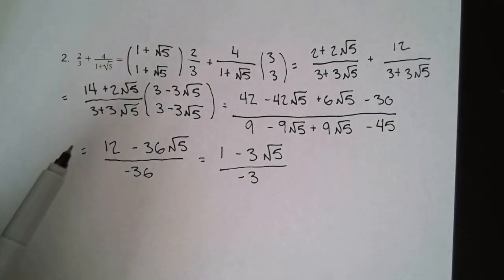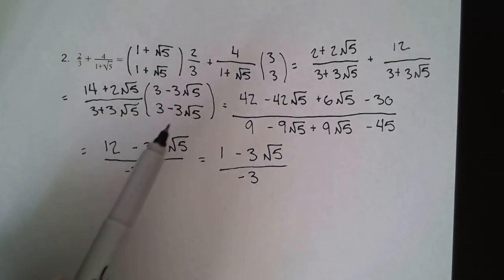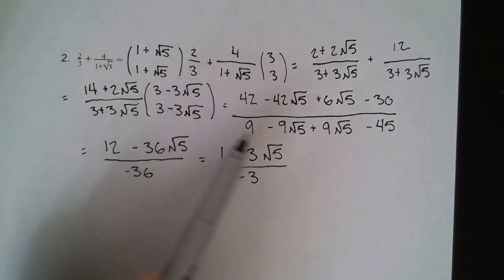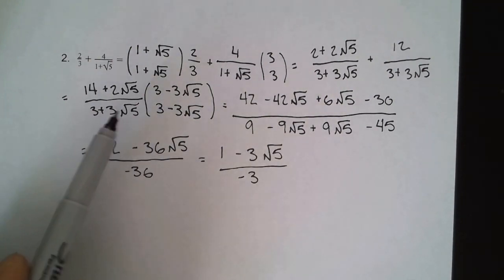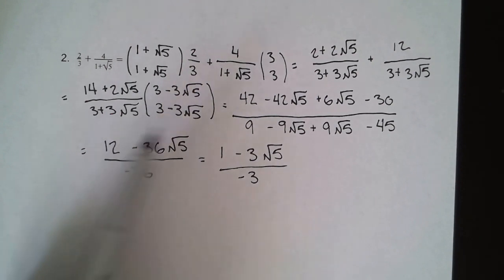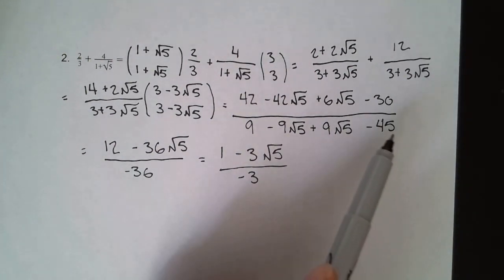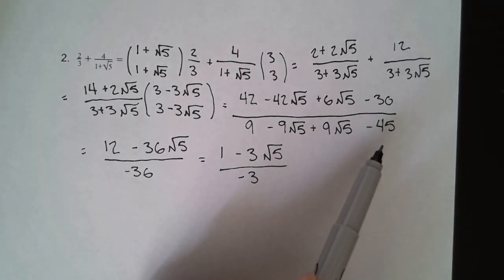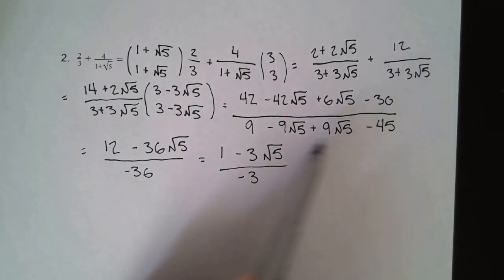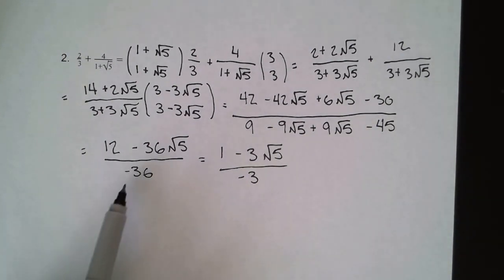And the denominator, we have 3 times 3, which is 9. We have 3 times negative 3 root 5, which is negative 9 root 5. 3 root 5 times 3 is positive 9 root 5. And then 3 times negative 3 is negative 9. Root 5 times root 5 is 5. Negative 9 times 5 is negative 45. So our middle term cancels, which is good. So this will be rationalized. 9 minus 45 is negative 36.